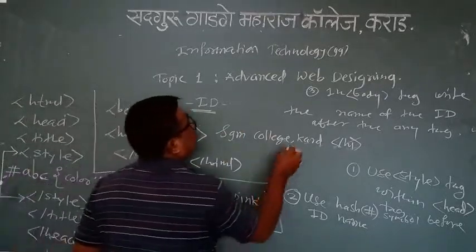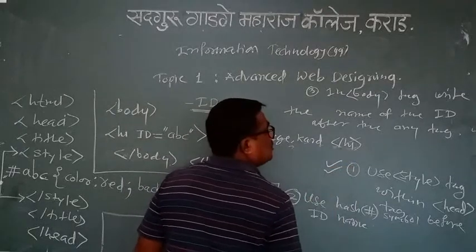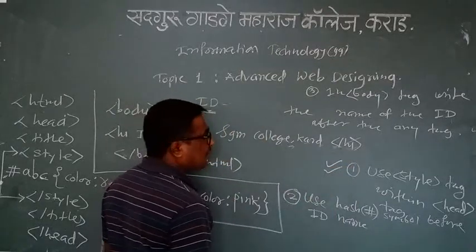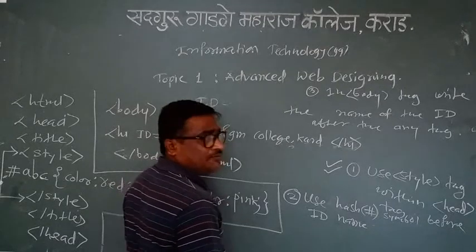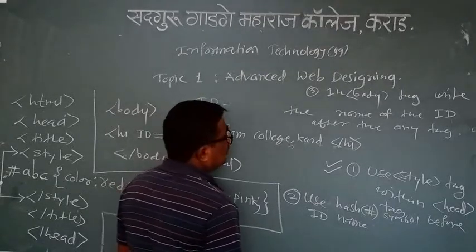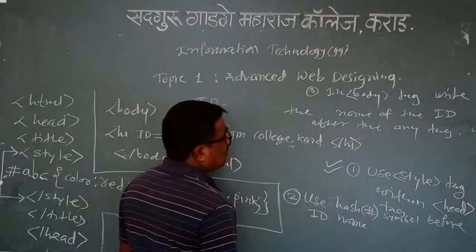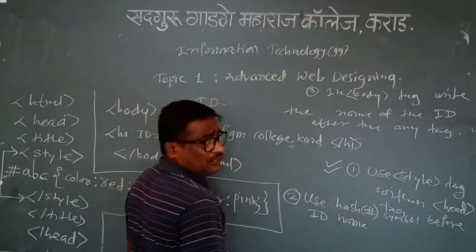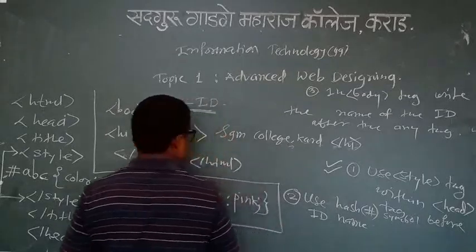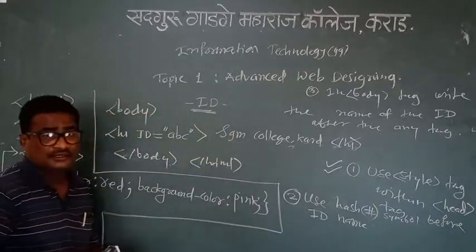Next, these are the 3 points. First one, use style tag within head tag, then use hash symbol before ID name, and third is in body tag, write name of the ID after the any tag. Okay, that is the ID.